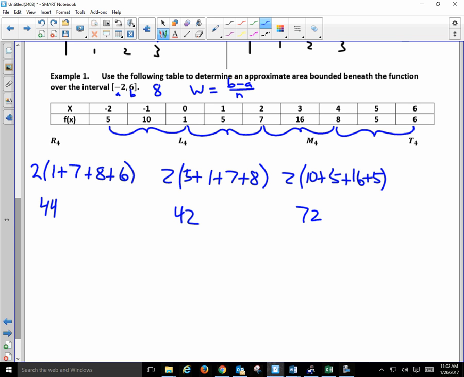The trapezoidal sum, I don't have to actually write any of this out. What I do instead is I add up the right and the left and divide by 2. 44 plus 42, divide by 2. Obviously, it's going to be 43.